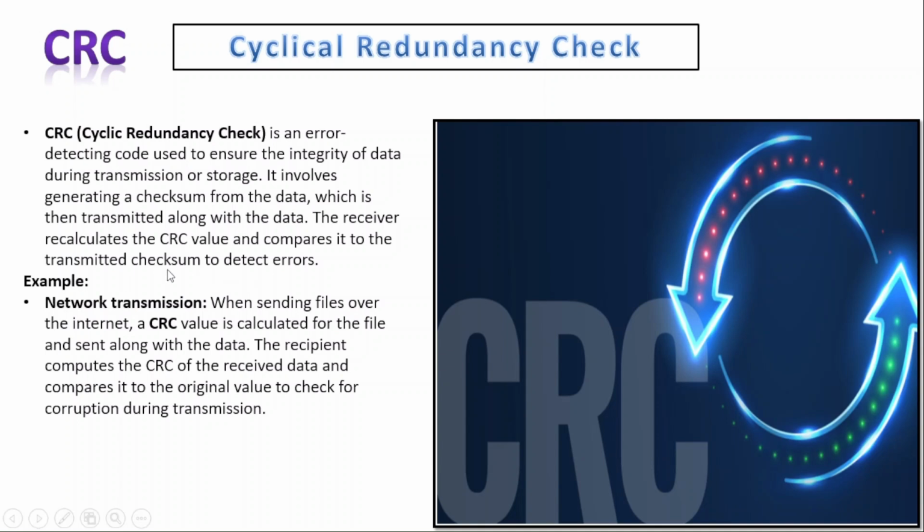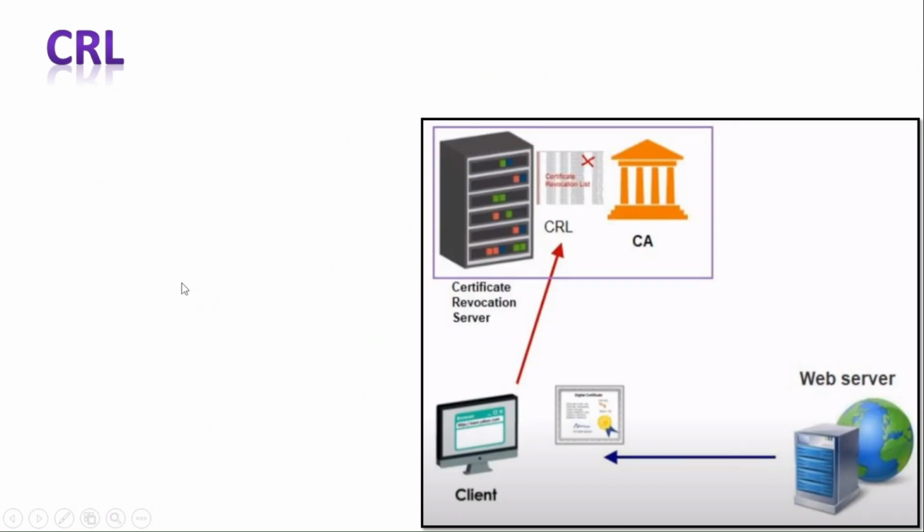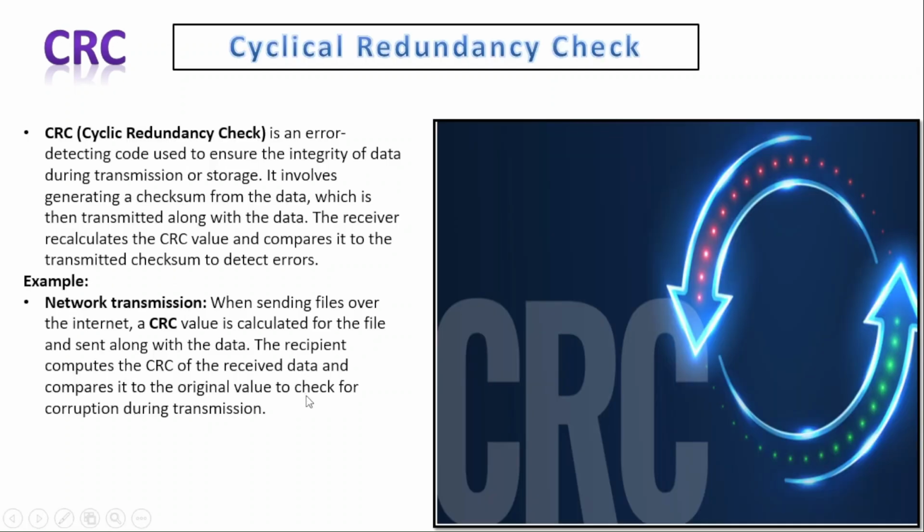Example: network transmission. When sending files over the internet, a CRC value is calculated for the file and sent along with the data. The recipient computes the CRC of the received data and compares it to the original value to check for corruption during transmission.